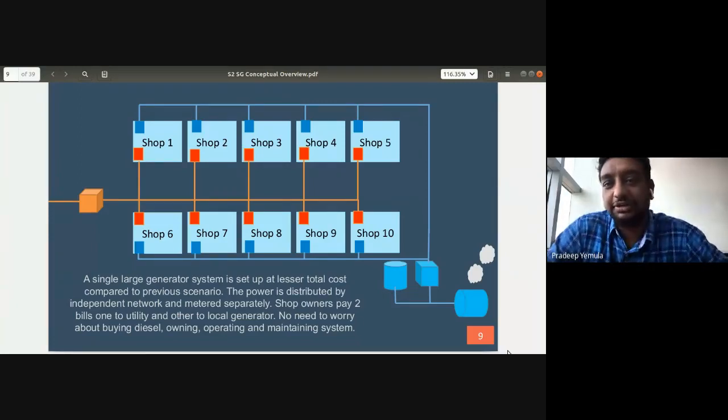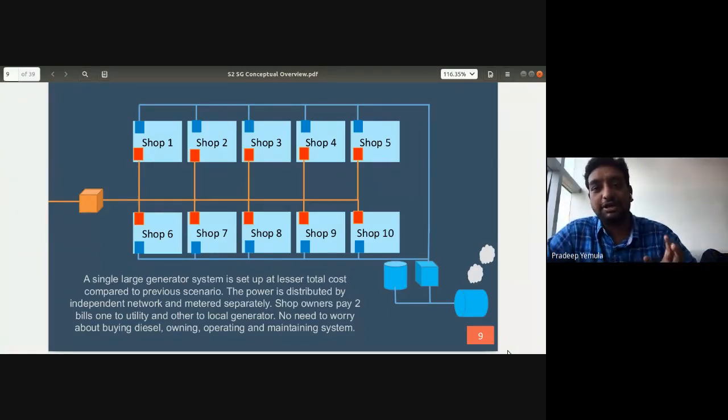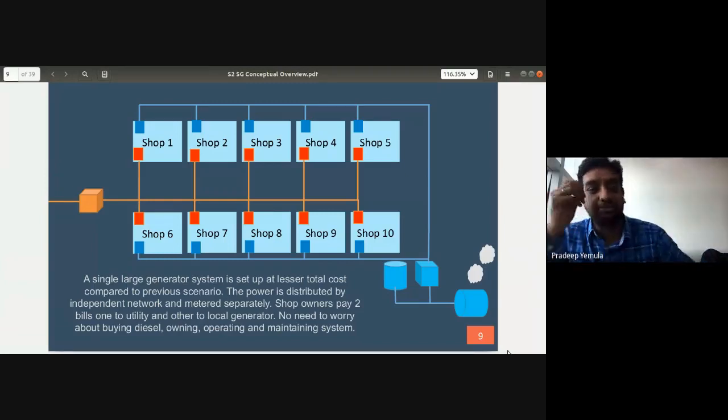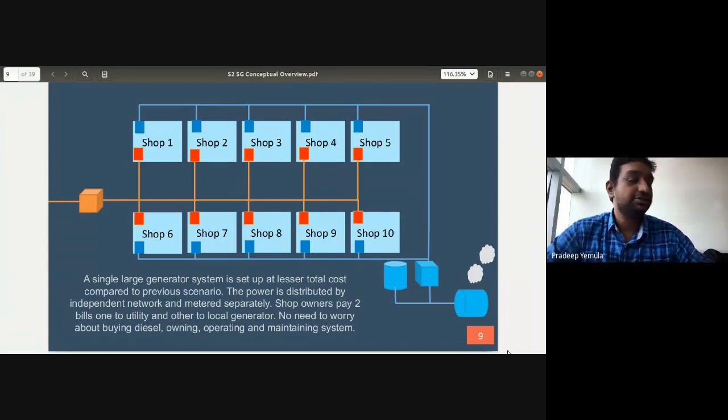Now you notice that there are 2 meters. Each shop has 2 meters, because with 1 meter you pay the bill to the distribution company, and with another meter you pay the bill to the local generator. Can we avoid this? Can't we have a single meter? Why are 2 meters needed? There is one more answer saying it is legal, and in small towns things are done like this. So now the question is, can something be done about billing instead of 2 meters for each? Can it be improved? Okay, so let's move forward.